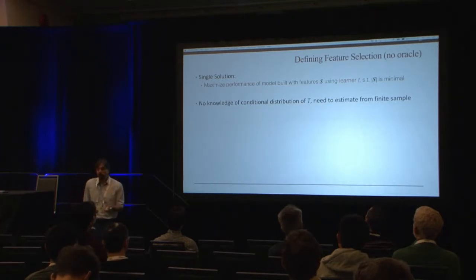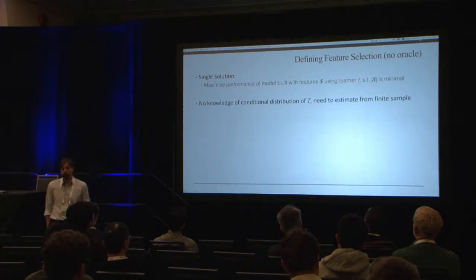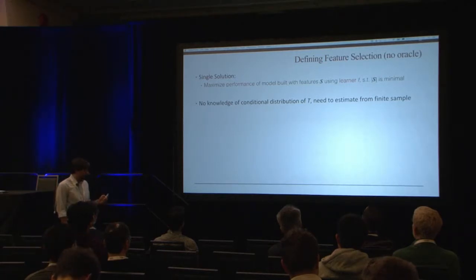Now, in practice, we need to solve this problem, obviously, without access to the full distribution of the target. So we need to approximate it from data. And how do we do that? We try to solve this problem: maximize some performance metric of a model that we build with features S using some learner F such that S is minimal. And that actually could coincide with the asymptotic definition that I gave before.